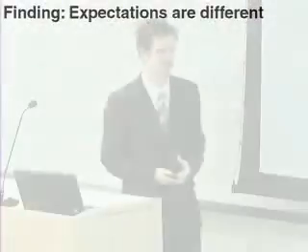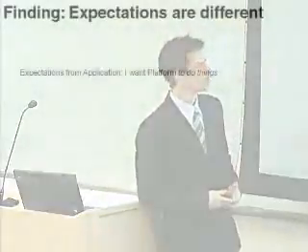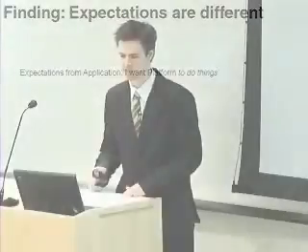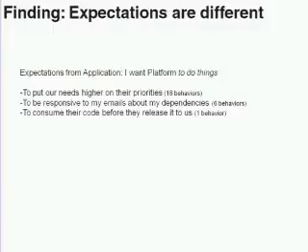So for the next finding, we found that expectations are different also. I'll go through an example of this too, and that'll help really explain what I mean by application. So, by expectations. So expectation from application is, I want platform to do things for me. I find this is a very interesting category, by the way. To put our needs higher on their priorities, that's 18 behaviors. To be responsive to my emails about my dependencies, and to consume their code before they release it to us. So these are things application wants platform to do.